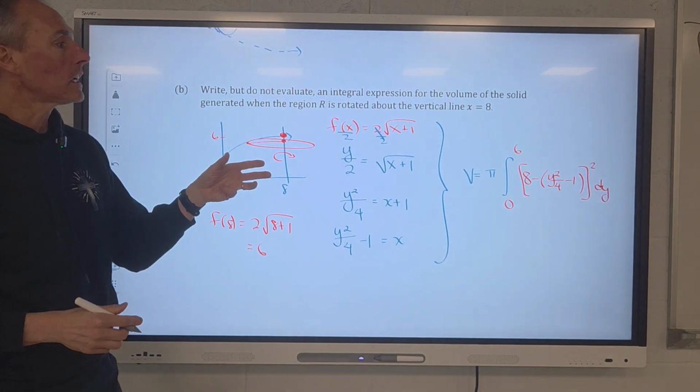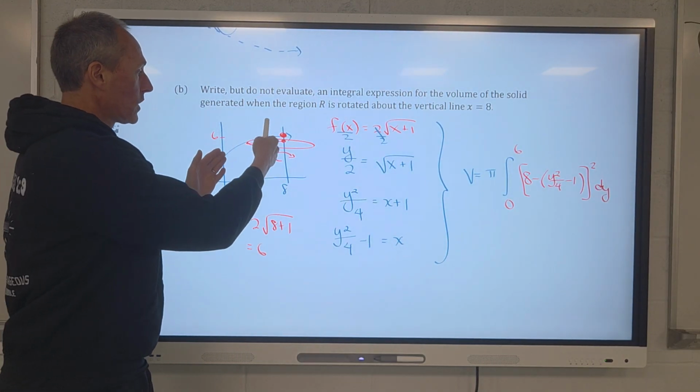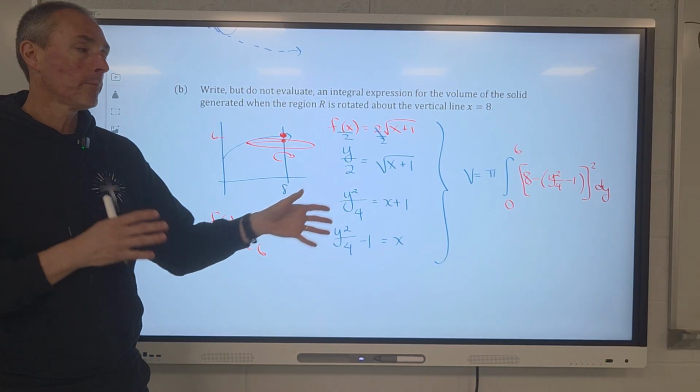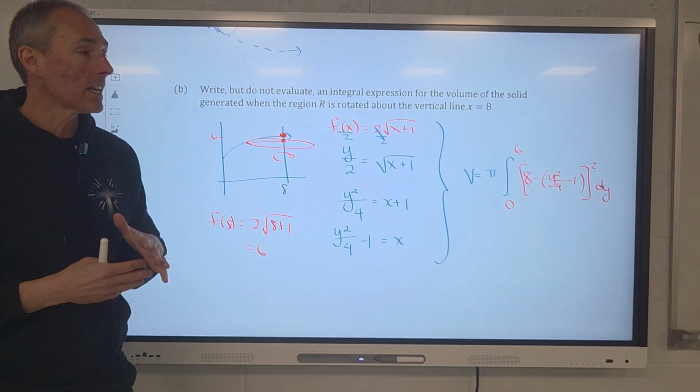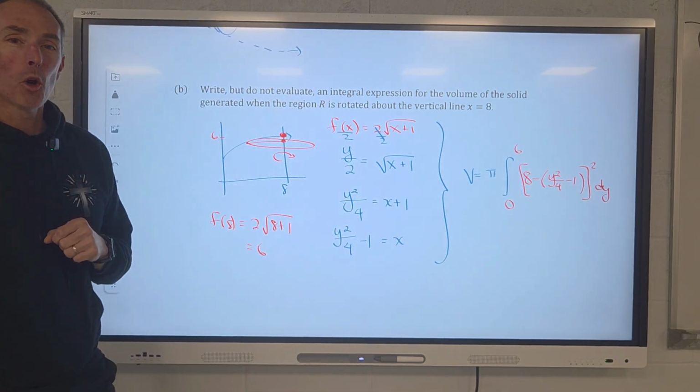So notice that tweak when we do the disk method problem. It's still a disk method because the region here is flush up against x equals 8, but now we had to change the function to be in terms of y, had to change the limits of integration, and we had to account for that line as well. So something to notice there. Hope that helps. Good luck.